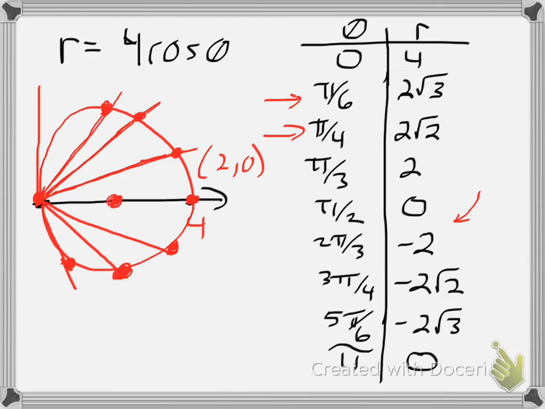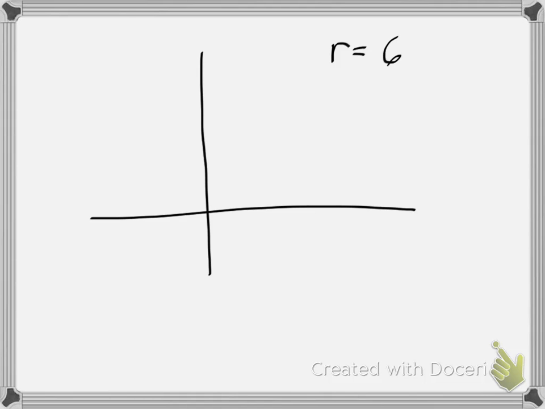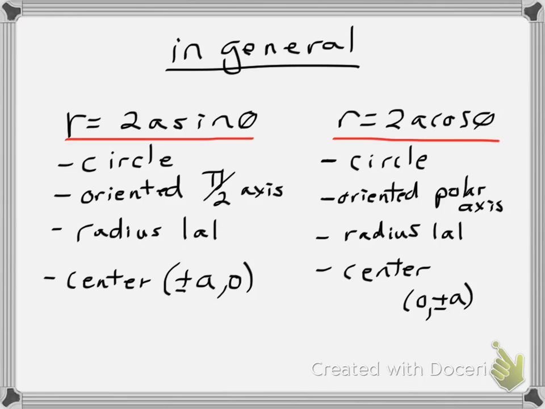In general, what we find is for a graph such as this, anything in the form r equals some value times sine or cosine can be broken down to these two categories. r equals 2a sine of theta, or r equals 2a cosine of theta. And they have very similar properties. For 2a sine of theta, it is a circle oriented along the pi over 2 axis. Remember, that is the equivalent of the y-axis in a polar graph. So if I had r equals 6 sine of theta, this is my polar axis, here's my pi over 2 axis. So oriented there means it's going to be along that axis. It's going to cut it in half.